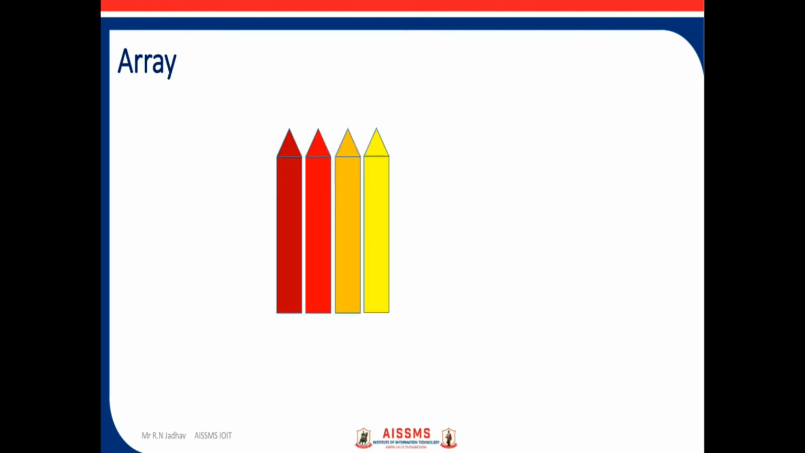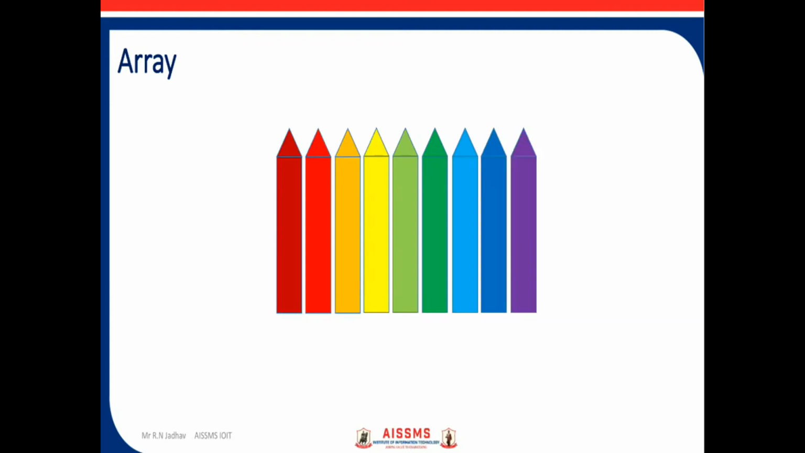First is an array. Array is a collection of similar type of elements which are stored in a sequence. Now this is an array. Each element of an array is accessed by an index. This index starts with 0 and each element will have an index. Now if I want to access here a pen which is of yellow color, I can access it as pen 3. Now what are real life applications of an array?